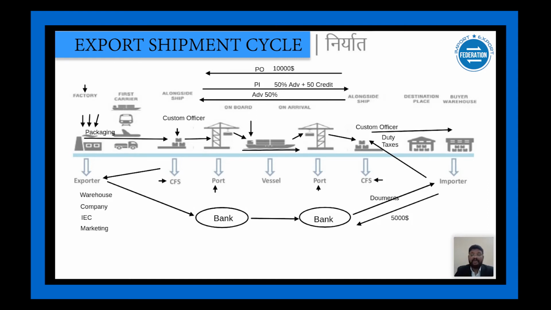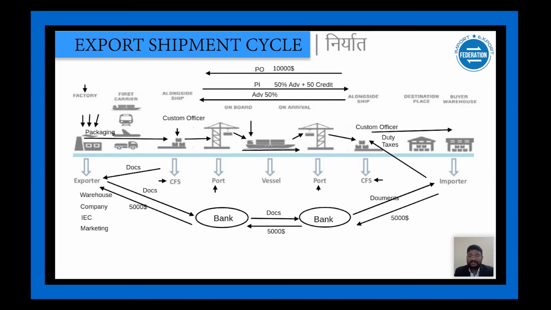Now, what happens to that $5,000, which he has deposited in his bank? That bank transferred that to our bank and our bank transferred that to our account. That is how an export shipment is done. Did you get this? So this is how we send the document to the importer and this is how we receive the money. We receive the dollars in our account. This is a simple export cycle.